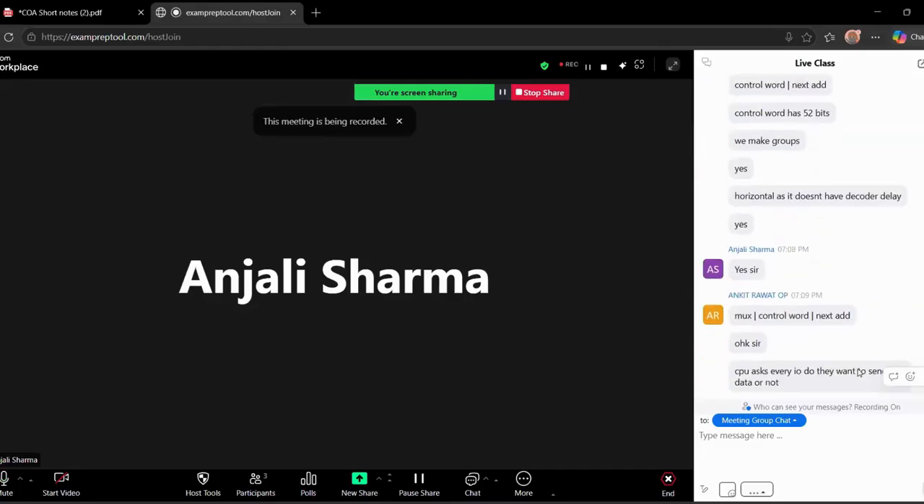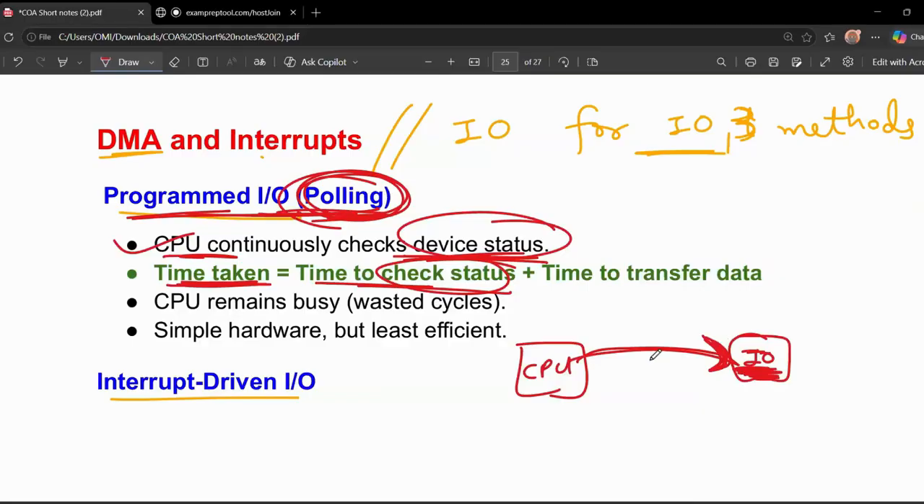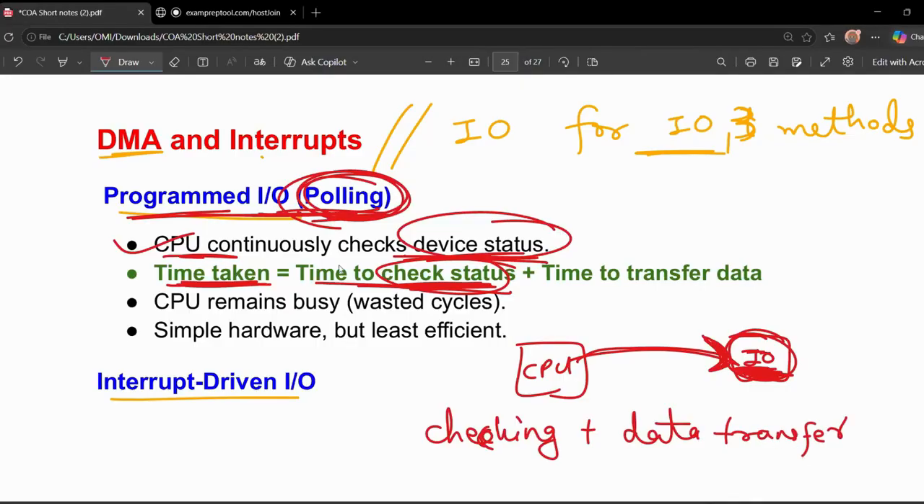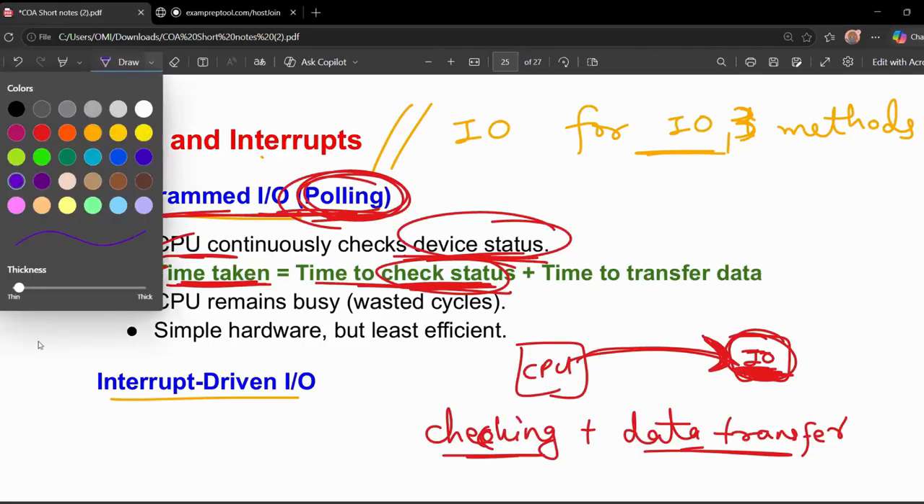The CPU polls the device. It asks every time, do they want to send data or not? So it keeps on checking the device, and that takes time. Plus, once the IO is ready, it has to transfer the data, so plus data transfer time. So this is the time for checking the status and data transfer, the total time required in case of programmed IO.